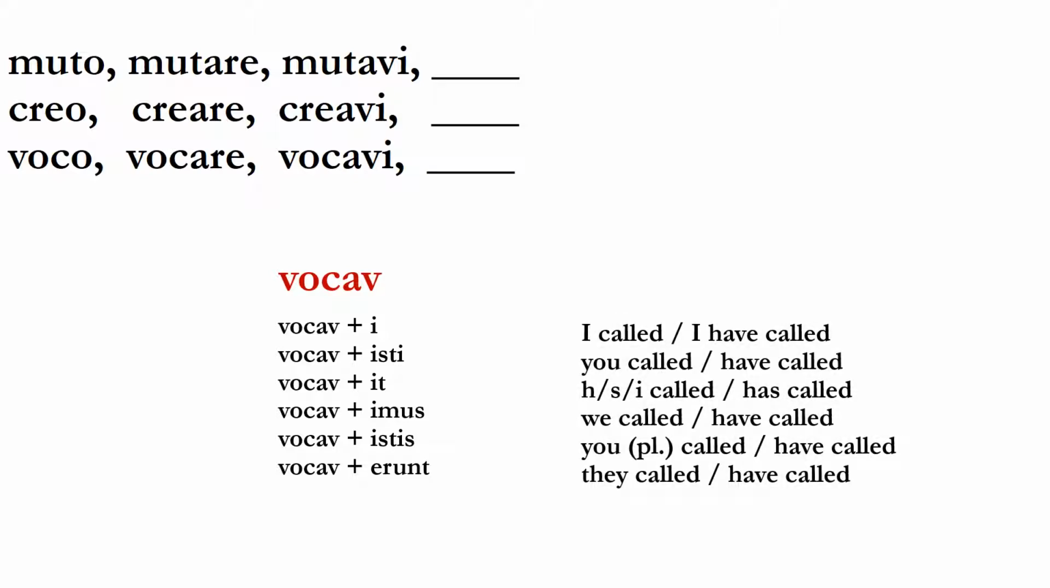And you could translate these, for example, vocavi, in three different ways. I called, I have called, I did call, which is not listed here. So in English, I called and I have called are different tenses. We would list them separately. Fortunately, in Latin, these are the same.